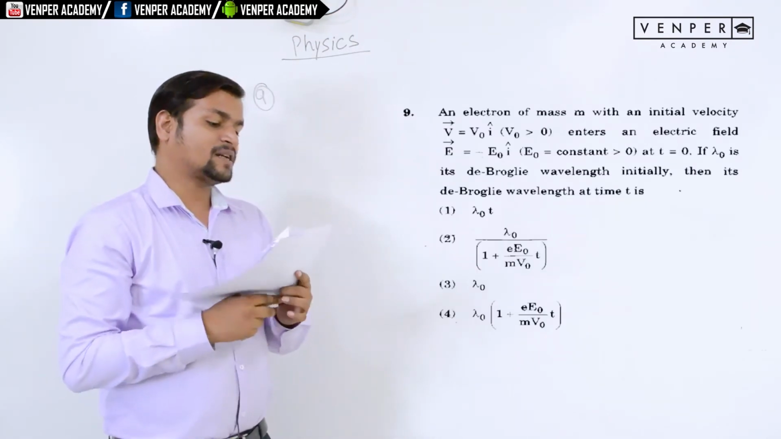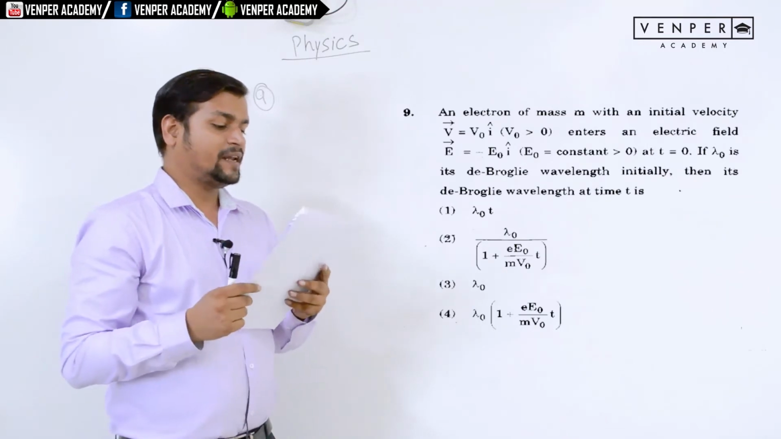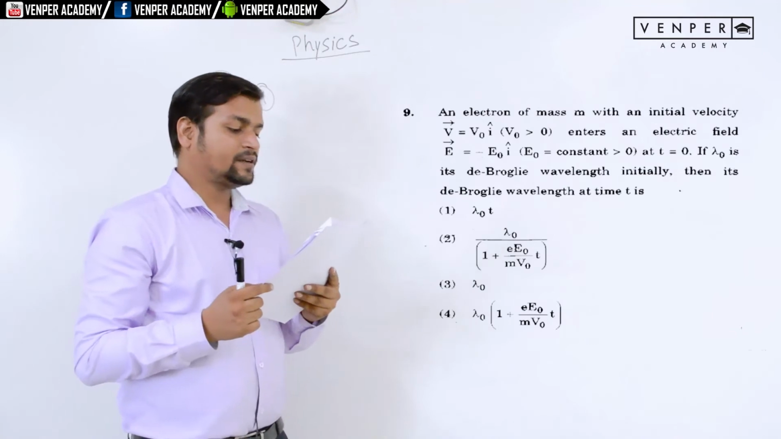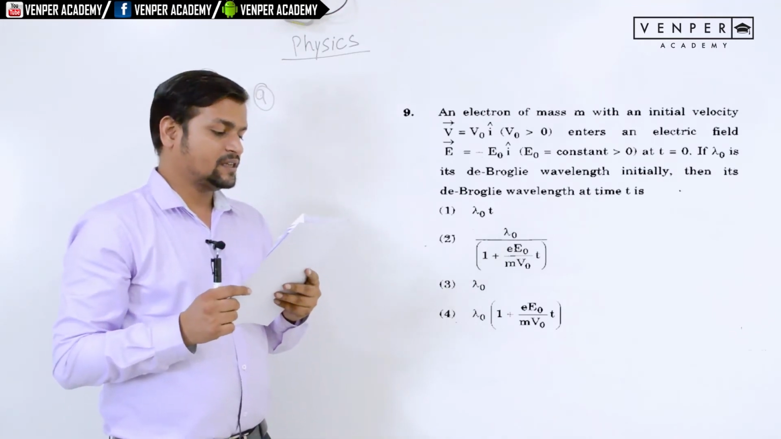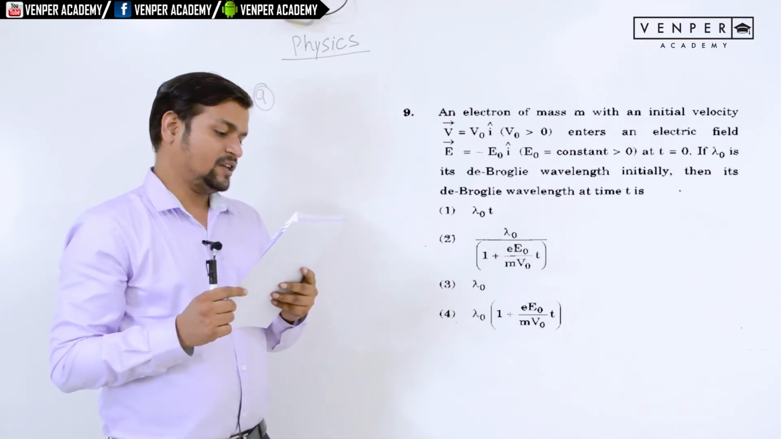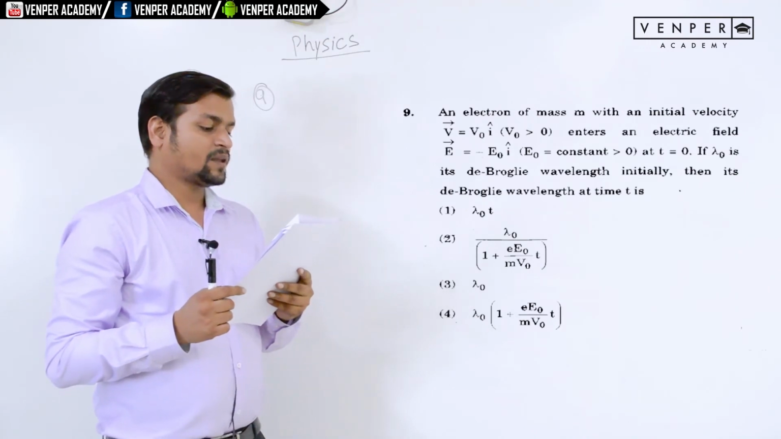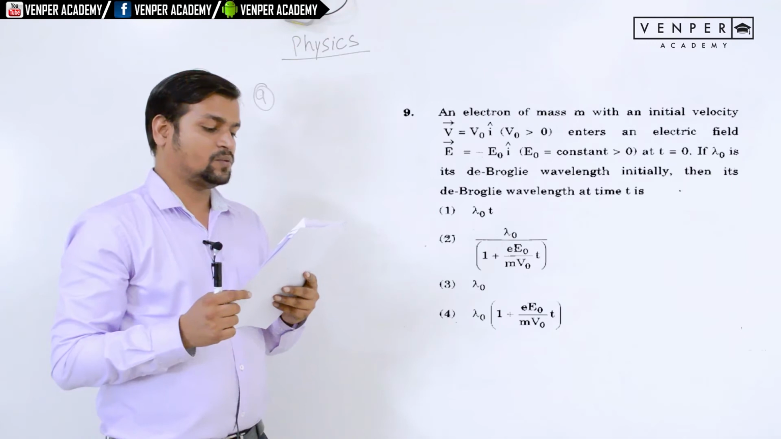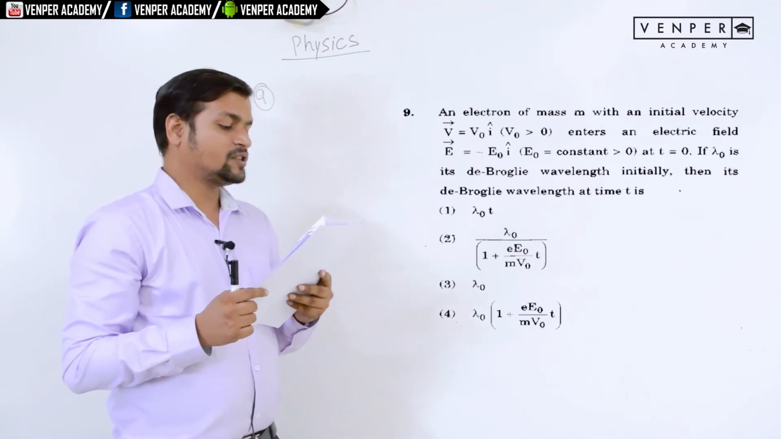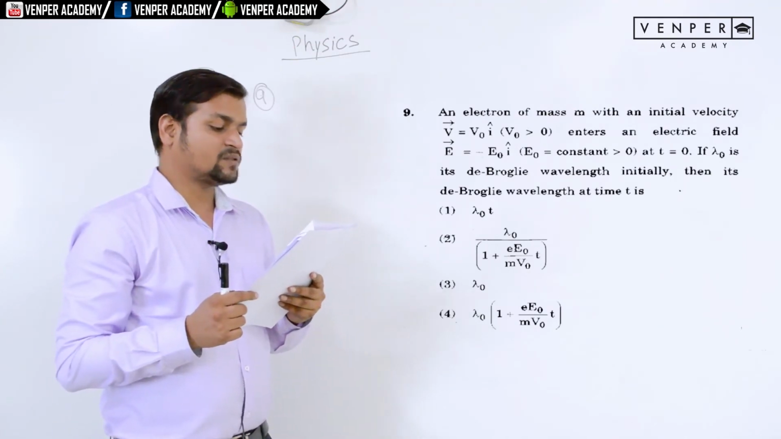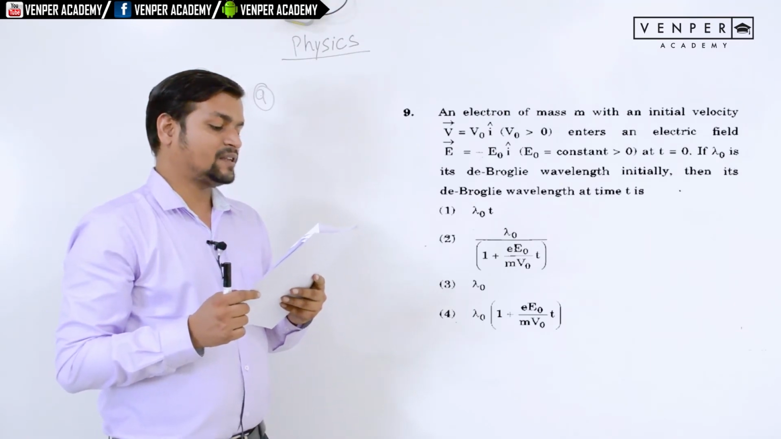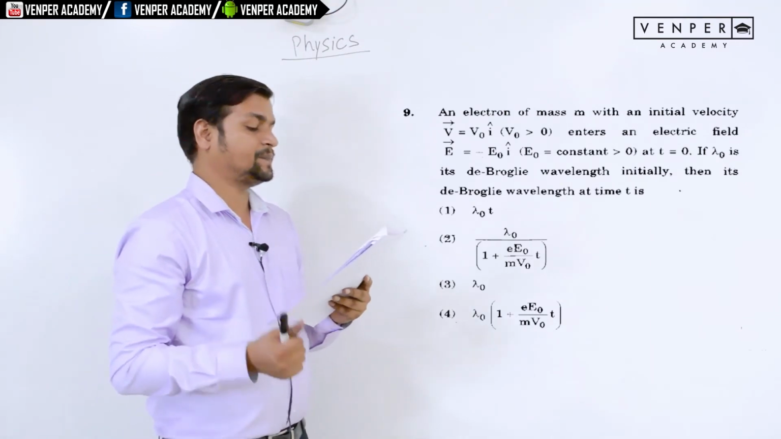Question number 9. An electron of mass m with an initial velocity v is equal to v naught i cap enters an electric field E is equal to minus E naught i cap, where E naught is constant, at t is equal to 0. If lambda naught is its de Broglie wavelength, then its de Broglie wavelength at the time t is.